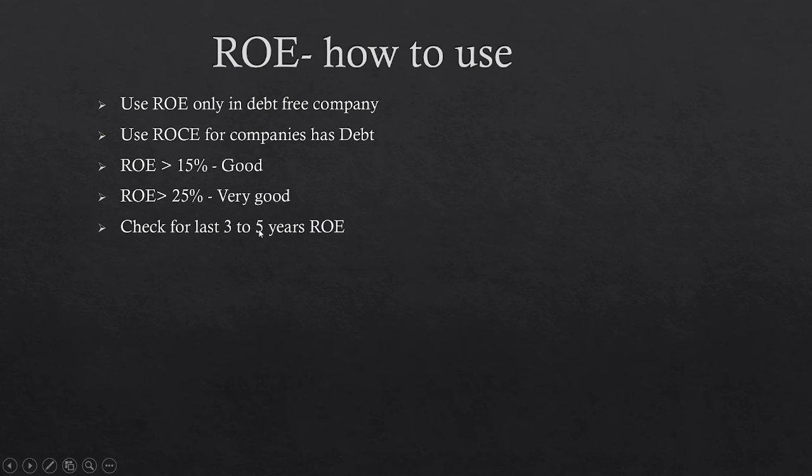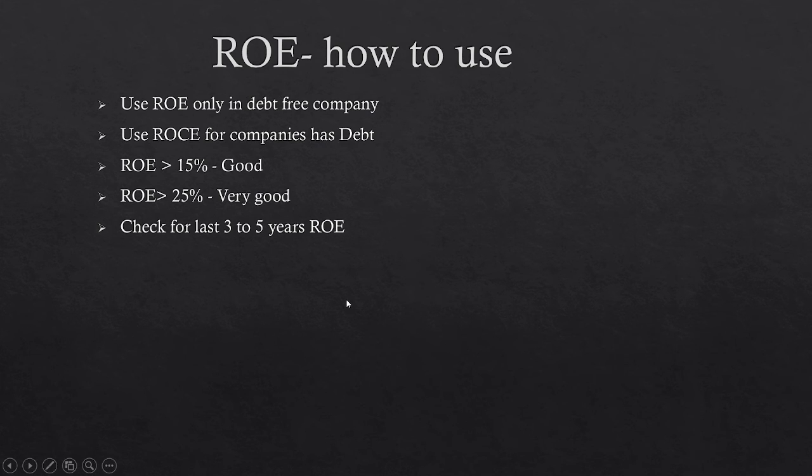Personally, I see a minimum of 5 years. If any company is giving a return on equity of more than 15% or 25% for the last 5 years consistently, then only I consider that company for investment. I never take a decision based on one quarter or 1 year's return on equity. So this is how ROE should be used more effectively to make any kind of investment decision.